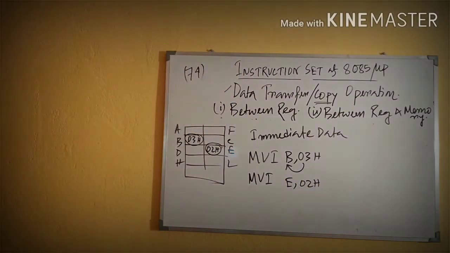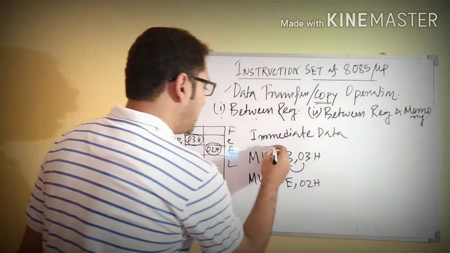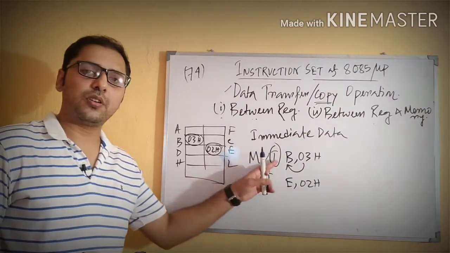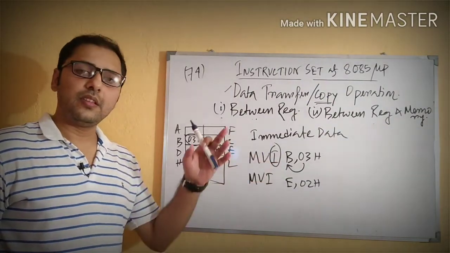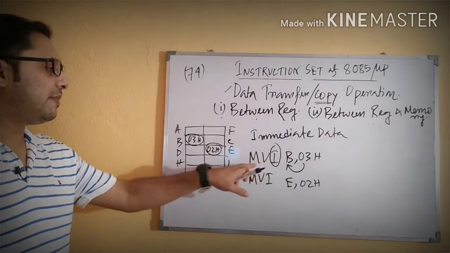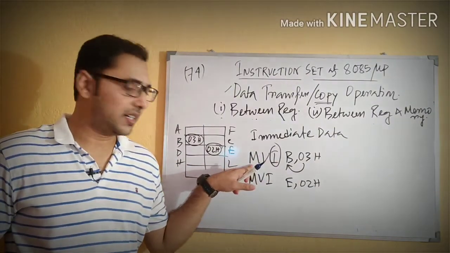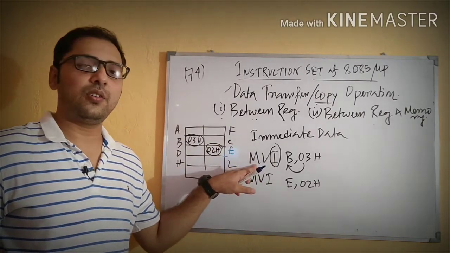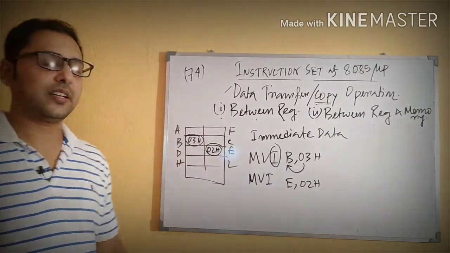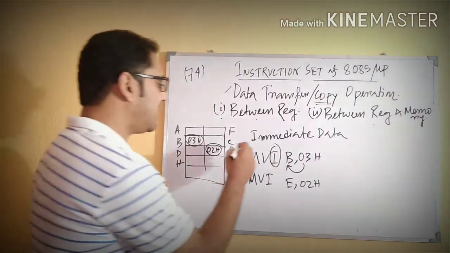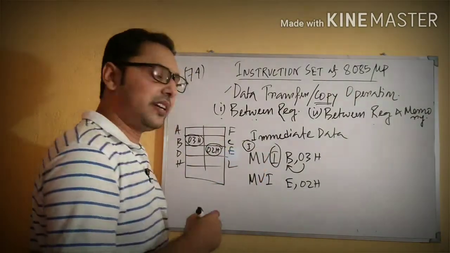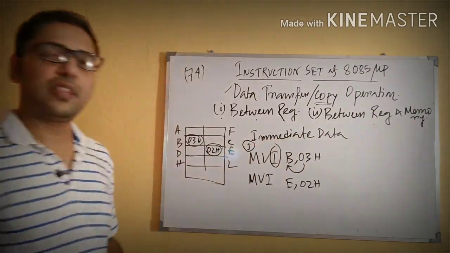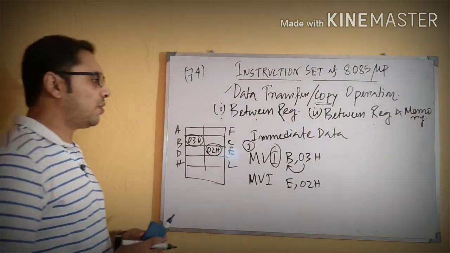So remember, if any instruction has I within the mnemonics or within the opcode, then this I stands for immediate data. There is an exception. If I is the beginning letter, then it does not represent immediate data. But if it is anywhere except the starting location, then I represents immediate data. Okay.